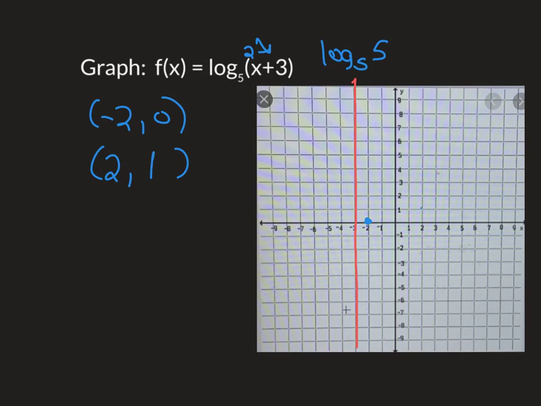So I'm going to go to the point 2, 1, way over there, connect them like we always do, just like that, and you got it. All right, one more.